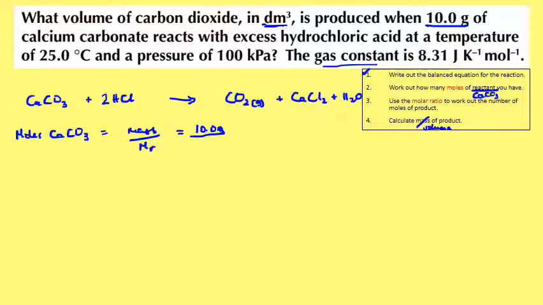And the Mr of calcium carbonate. So let me just switch to green and we'll work out calcium carbonate Mr. So calcium, you'll see from your periodic table, is 40.1. Carbon is 12.0. Oxygen, we've got 3 times 16. So if we add all those together, then that comes to 100.1. So the Mr of calcium carbonate is 100.1.